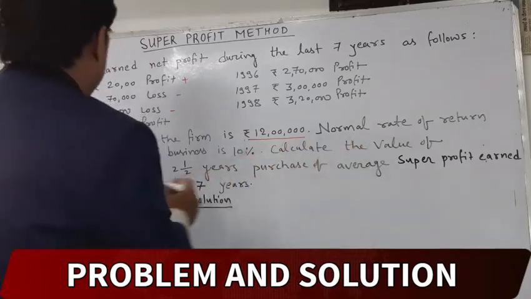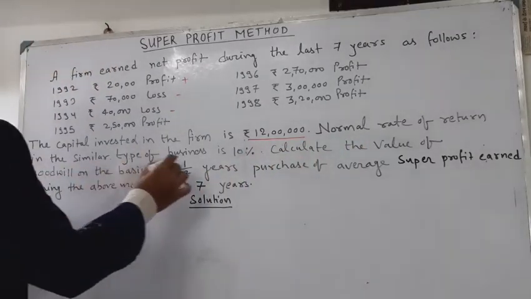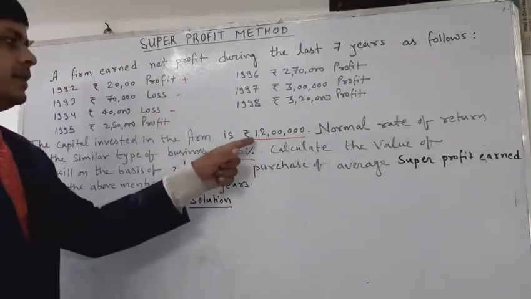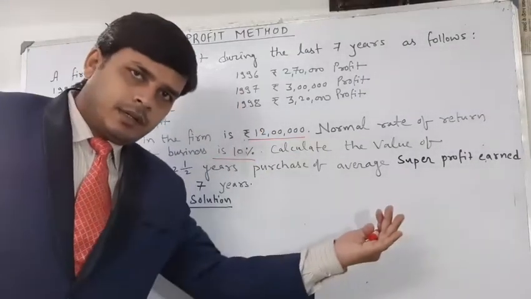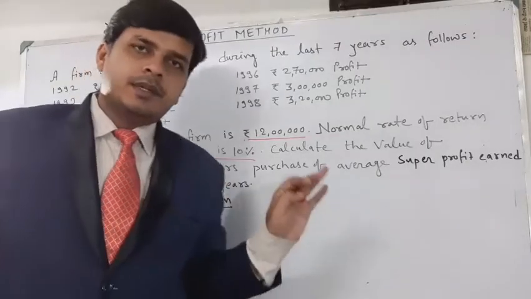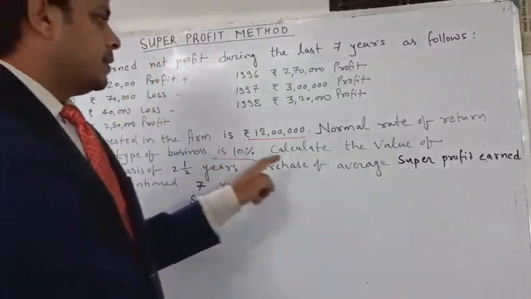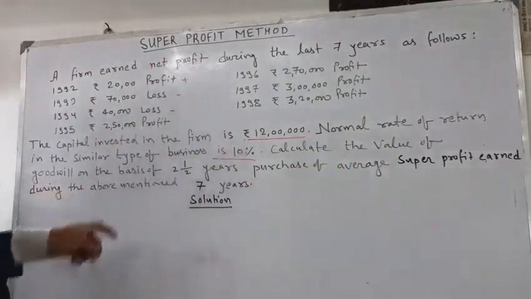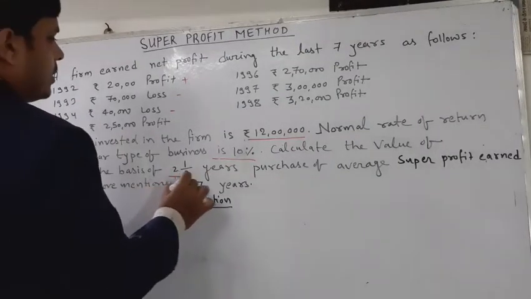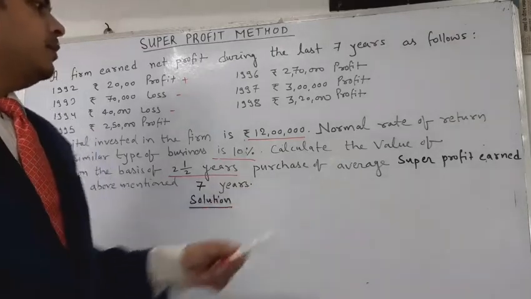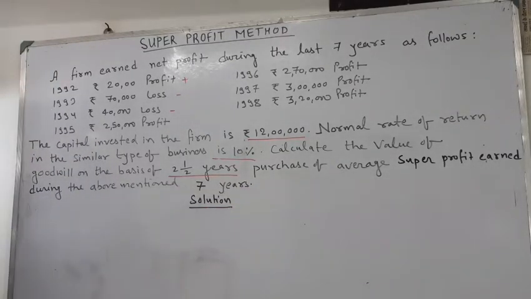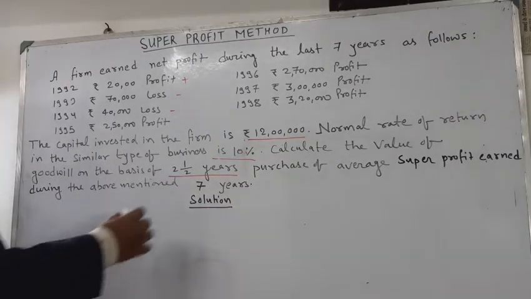The normal rate of return in a similar type of business is 10%. If I invest 12 lakh, definitely I will get a 10% normal rate of return. Calculate the value of goodwill on the basis of 1/2 years' purchase of the average super profit earned during the above mentioned 7 years. How many years? 7 years.